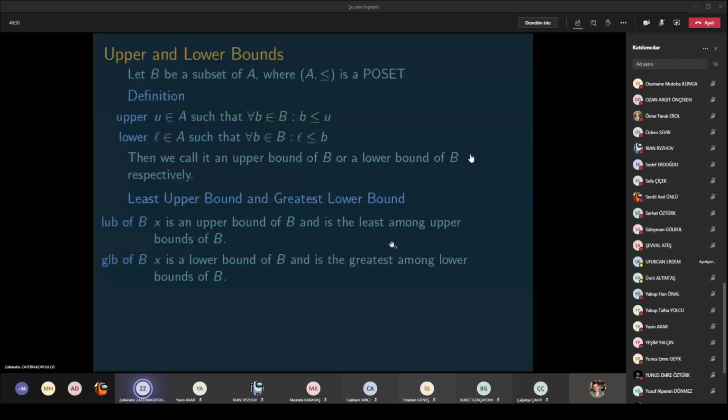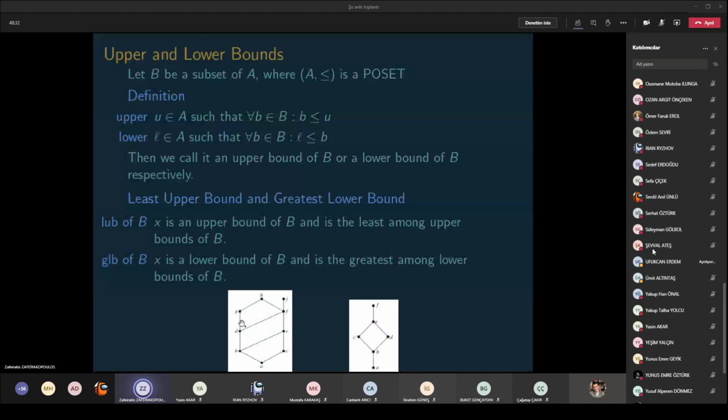Okay. Let's go to these examples. If B is the set D, F, E, what is the least upper bound?